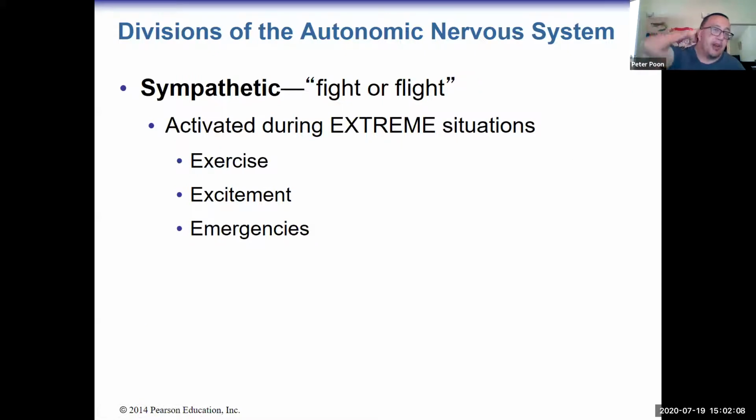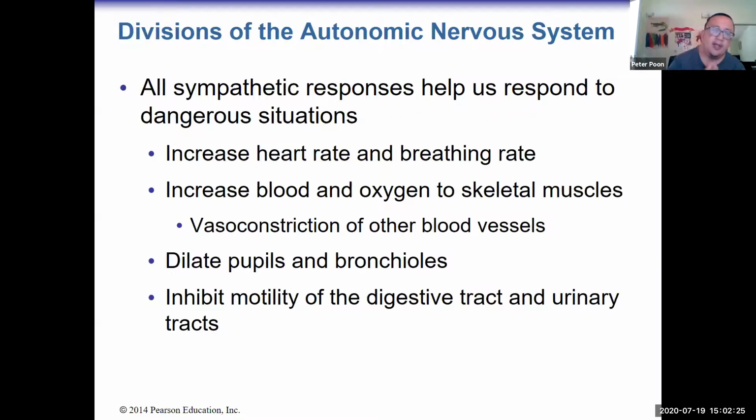The sympathetic nervous system, the fight or flight response, is activated during extreme situations: exercise, excitement, emergencies. Again, this is what happens when you're being chased by a tiger. If I asked you what happened, you would tell me your heart would beat faster and you would be breathing harder. Your heart beats faster to get blood to your muscles faster, so you can run away from the tiger faster. You're breathing faster, so you get more oxygen to your muscles, so you can run away faster.